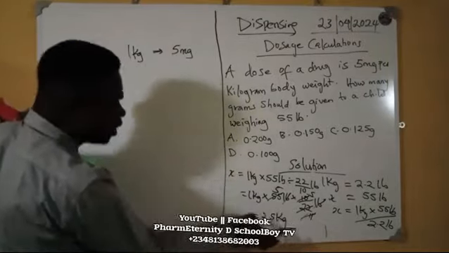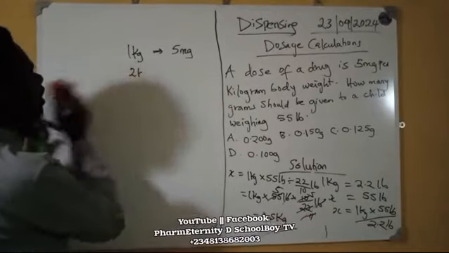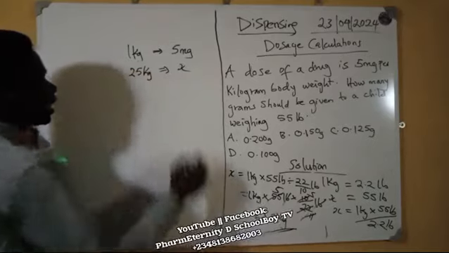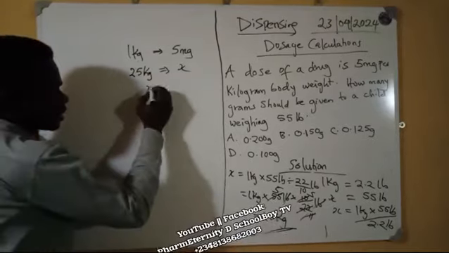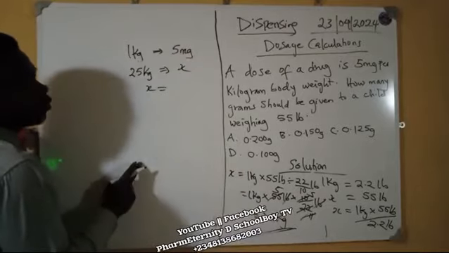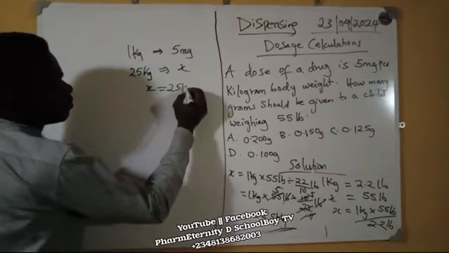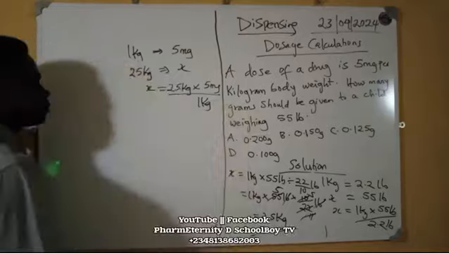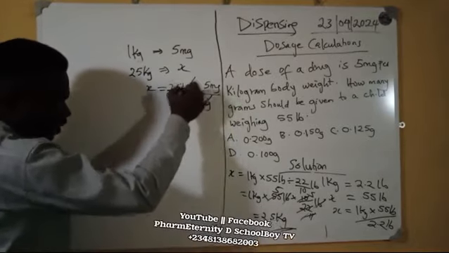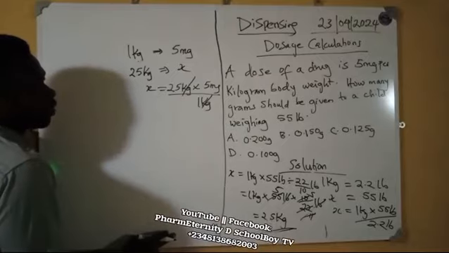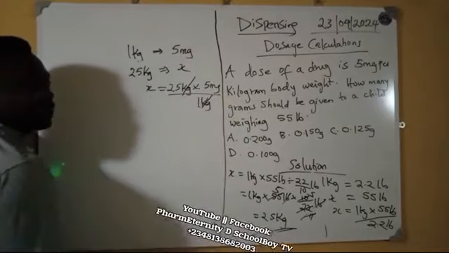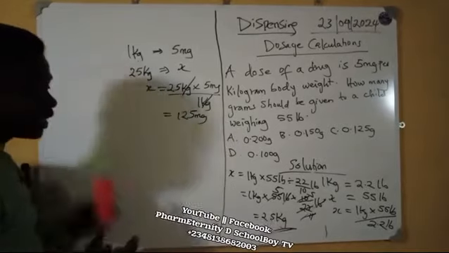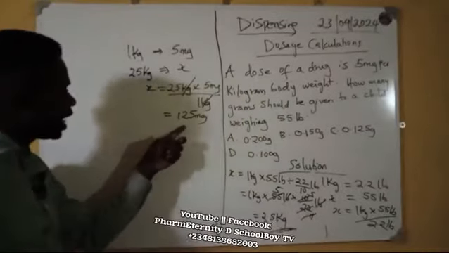Now, for 25 kilogram of the body weight, we need how many milligram of the drug? I don't know, we call it X. So if we cross multiply, X is now what? 25 kilogram times 5 milligram over 1 kilogram. So kilogram will divide kilogram, we take care of kilogram. So we have 25 times 5 milligram, which is 125 milligram. Remember, we did inter-system conversion here, and here we have 125 milligram.